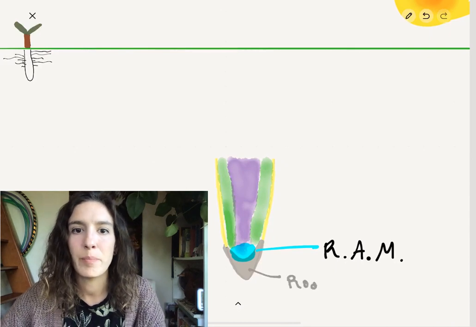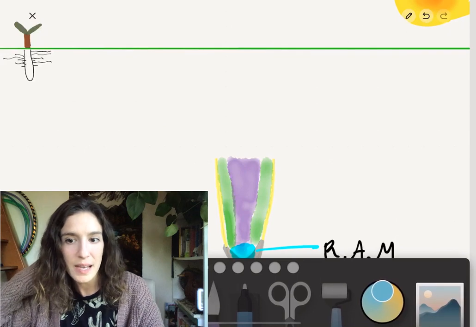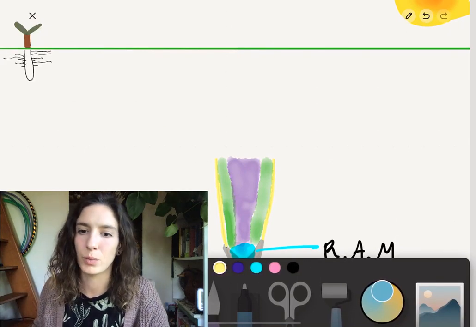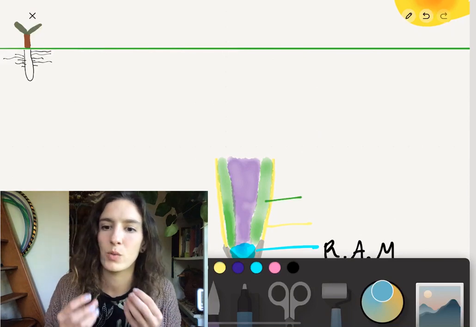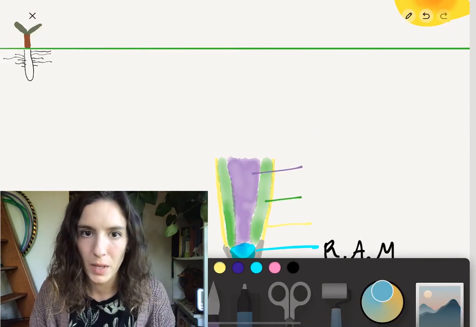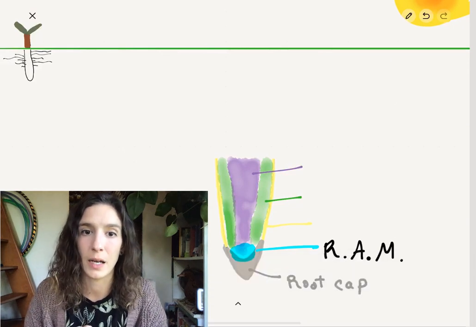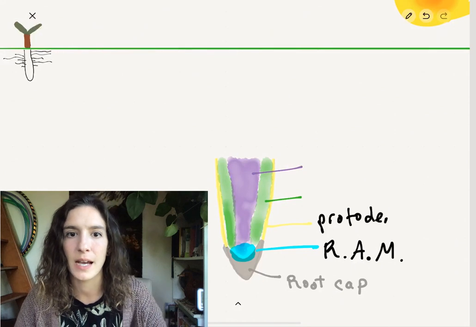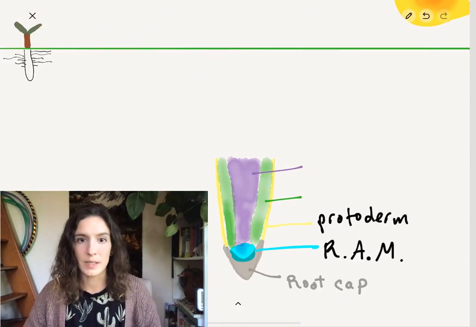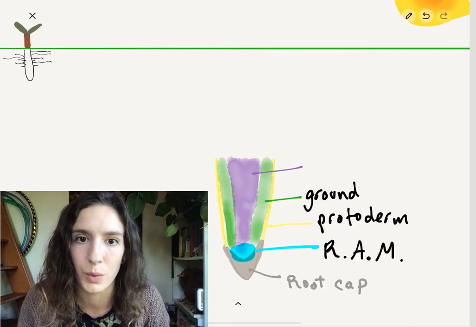So the very base, protecting the root apical meristem, is the root cap. The root apical meristem, again, meristem just means where lots of cell division is happening. And so it's going to be important for the plant to protect that area, and the root cap does that, so that the first thing in contact with the soil is not the root apical meristem. It is this cluster of cells called the root cap.